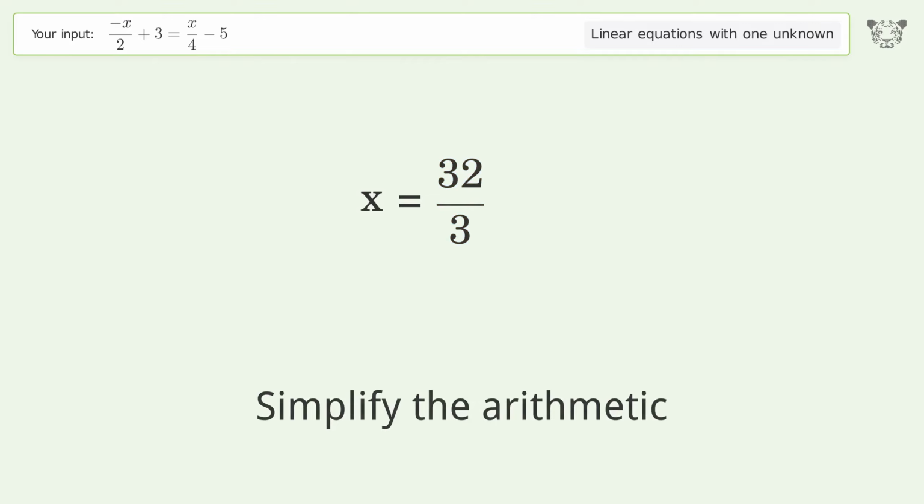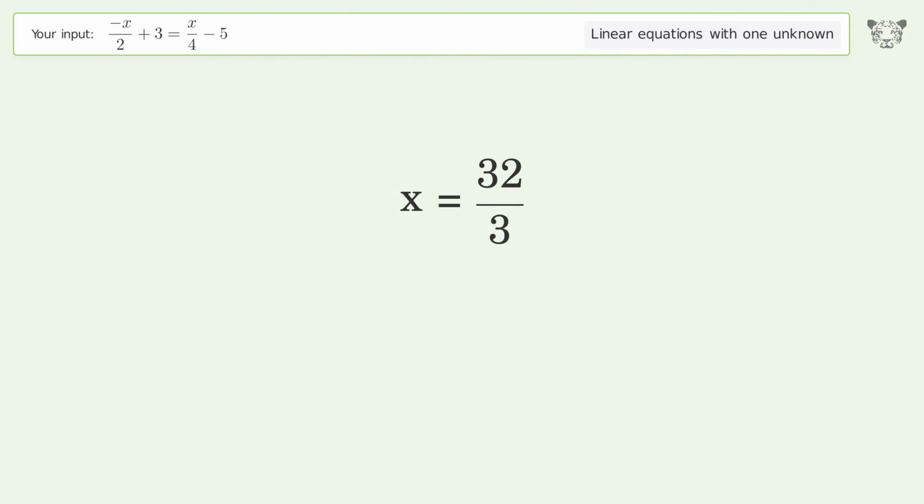And so the final result is x equals 32/3.